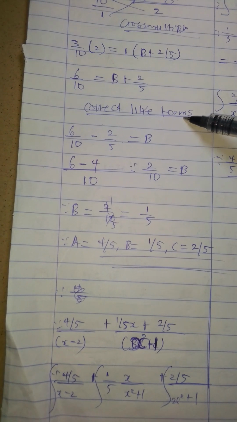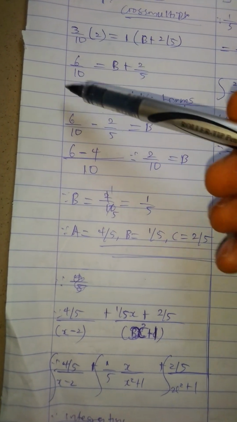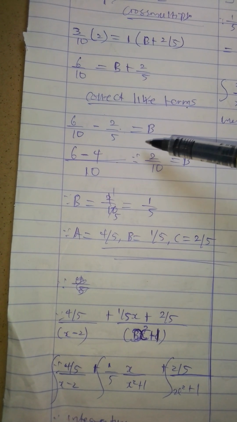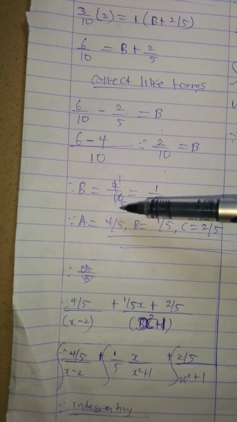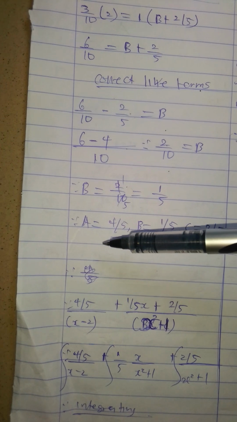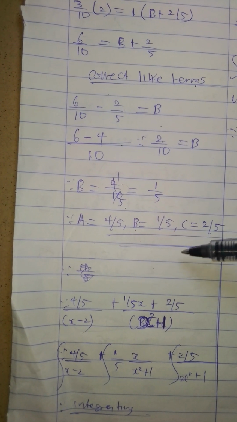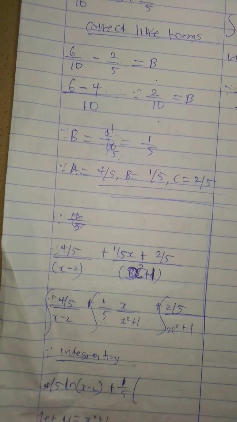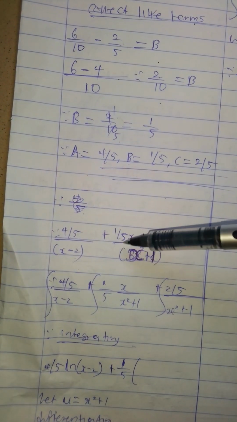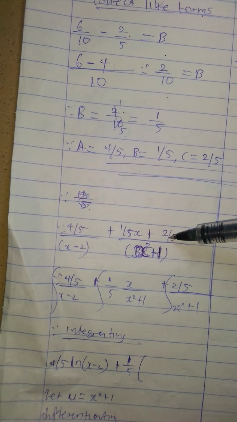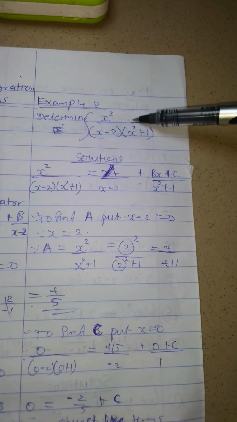So collecting like terms, this crossover becomes 6 over 10 minus 2 over 5, which is equal to b. Now if you subtract, this will give you 2 over 10. So therefore b is 2 over 10. So therefore a is 4 over 5, b is 1 over 5, and c is 2 over 5. Okay, so if you put this here, that will give you 4 over 5 over x minus 2 plus 1 over 5x plus 2 over 5 all over x squared plus 1, which is I put everything here in this equation, right?